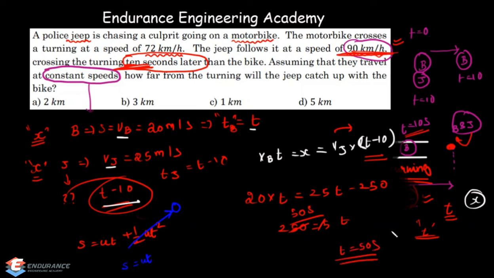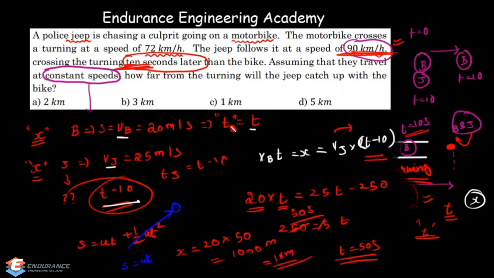We need to find out what? We need to find out the distance, right? We need to find out x. x is simply 20 into 50. 20 is vb, time is 50. So that's going to be 1000 meters, which is nothing but 1 kilometer. 1000 meters means 1 kilometer.